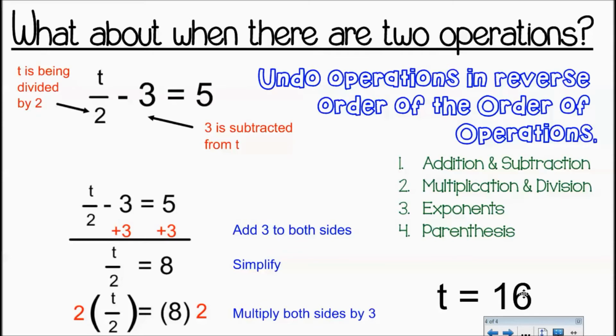So in my head I'm going to put 16 back into t. 16 divided by 2 is 8. And then 8 minus 3 is 5. And so since that equals out, I know without a shadow of a doubt that that is the correct solution.